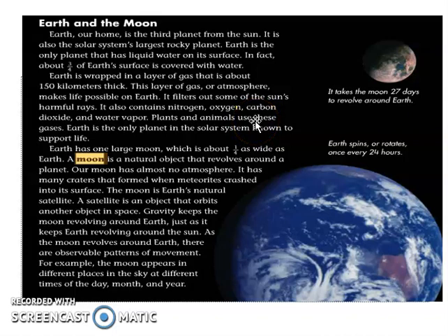So, Earth, and then the moon. Earth is the only livable planet as of the record. Okay, so our planet has one moon. A moon is a natural object that revolves around a planet. Our moon has almost no atmosphere. It has many craters that form when meteorites crash into its surface. The moon is the Earth's natural satellite. A satellite is an object that orbits another object in space.